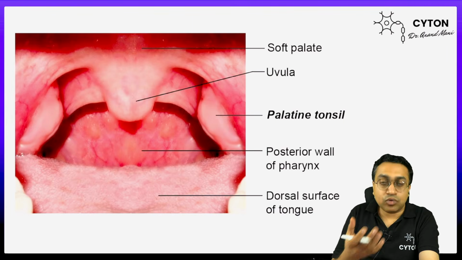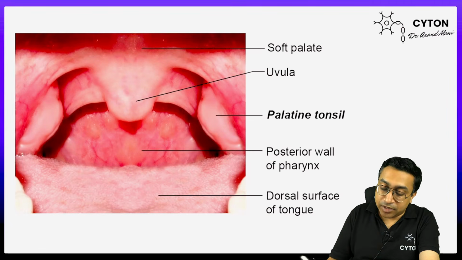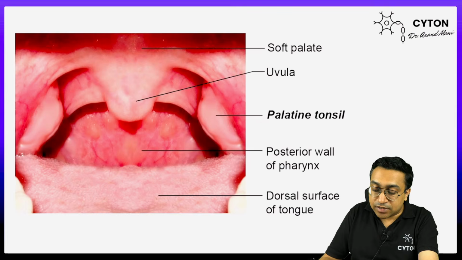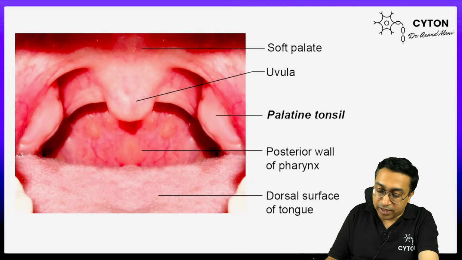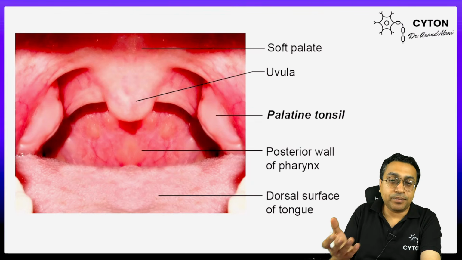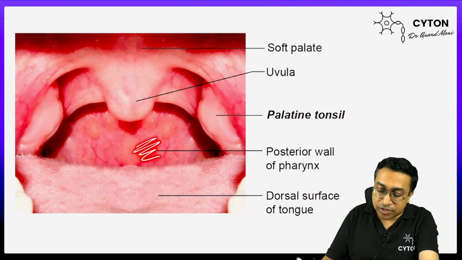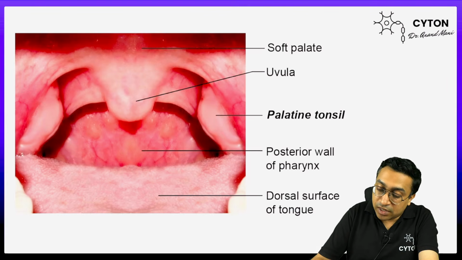This is the opening of the mouth. If you open your mouth and look in the mirror, you can appreciate the uvula very easily. This is the soft palate, and you can see this arch and this arch. Between these two arches there is a tonsil sandwiched on either side. This is the palatine tonsil. We will discuss these arches separately in the soft palate chapter. This is the tongue, and this is the posterior pharyngeal wall. The palatine tonsil is the largest tonsil in the group of tonsils.